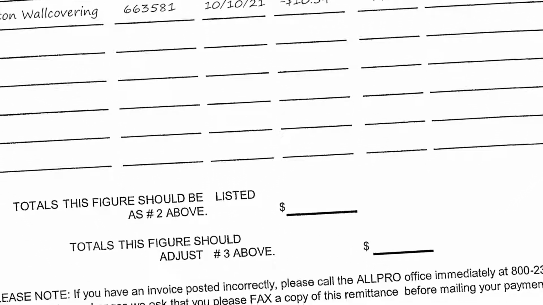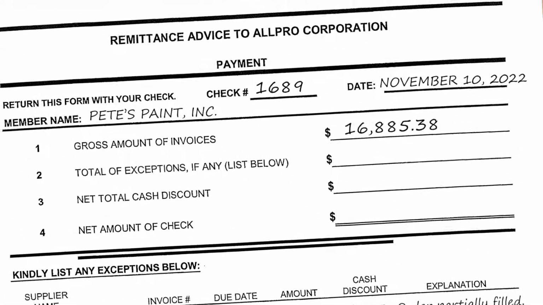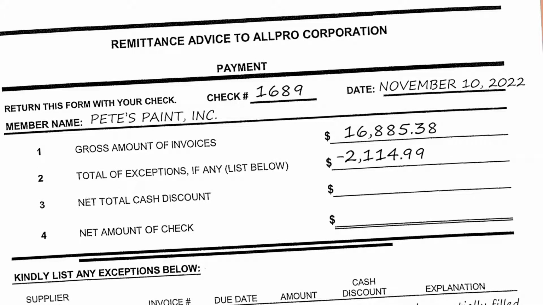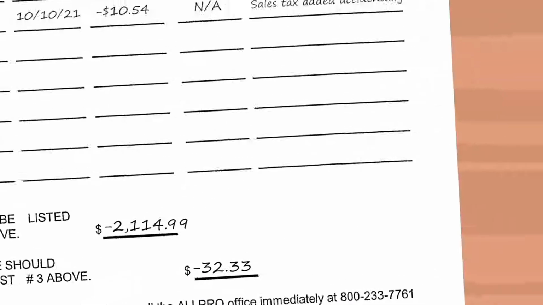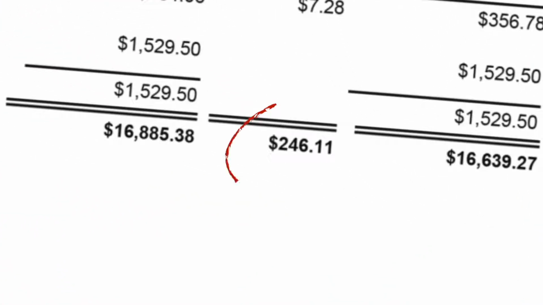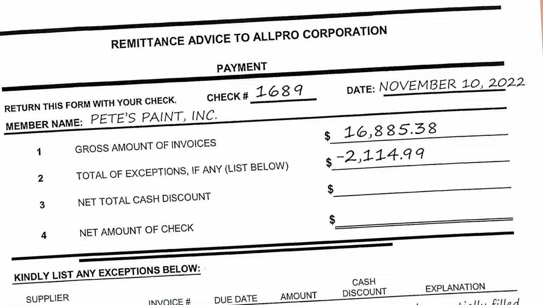After you've crunched the numbers, add up all your exceptions in the amount column and note it here. You'll also need to write that total on line 2 at the top of your remittance form. Now, to get your net total for line 3, you'll need to refer back to your total discount amount on your statement. Now you're ready to subtract the discounts that no longer apply from your total discount for a new net total discount of $213.78. Do the math on lines 1, 2, and 3, and you'll get your balance due to ALLPRO.